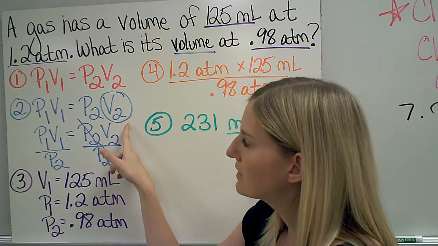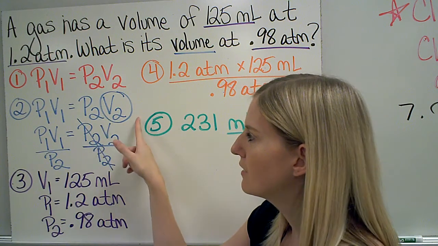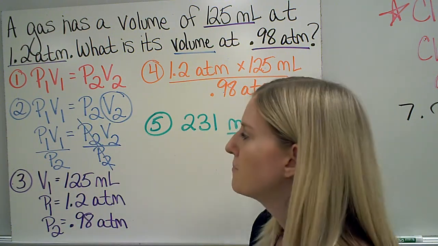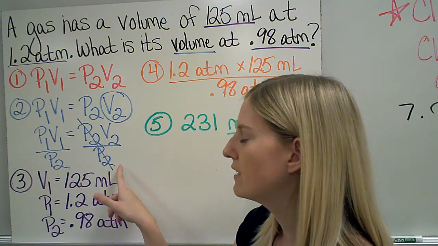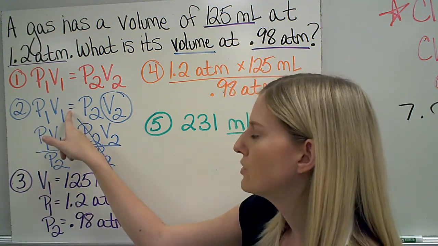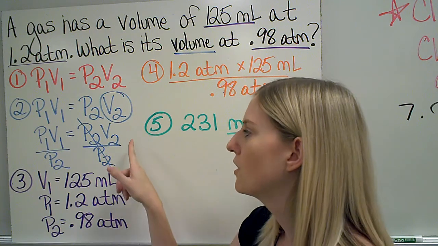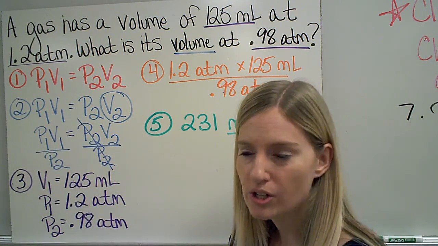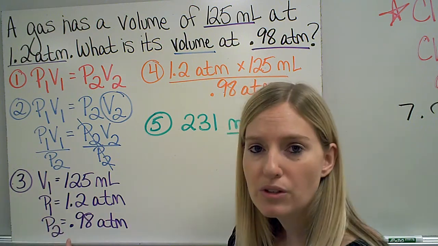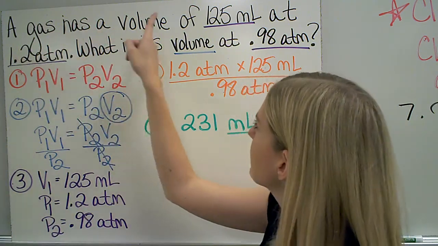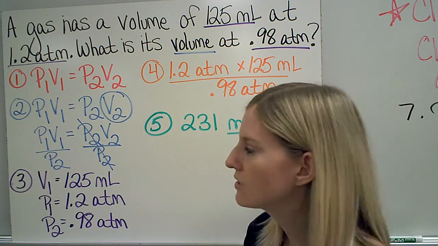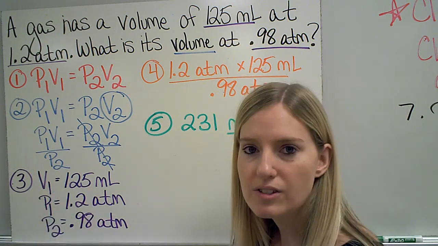So to get that by itself, I'm going to divide it by P2 because right now it's being multiplied by P2. So I do the opposite by dividing on both sides. P2 over P2 is 1. So I have an equation now that I can plug the numbers into. Number 3, I'm going to list what those numbers are. So I scan and I see that the first value I come to is 125 milliliters. That's the volume at the beginning of the scenario.